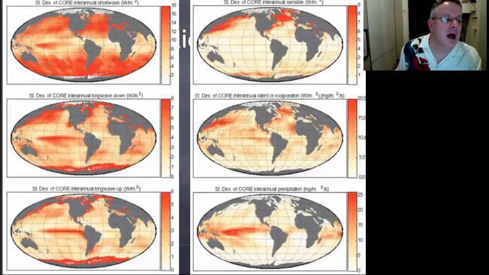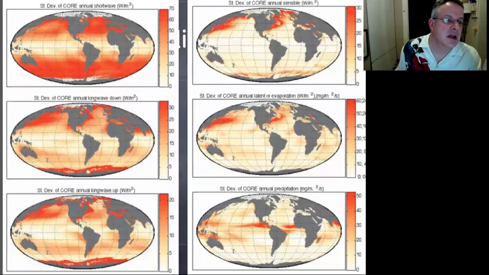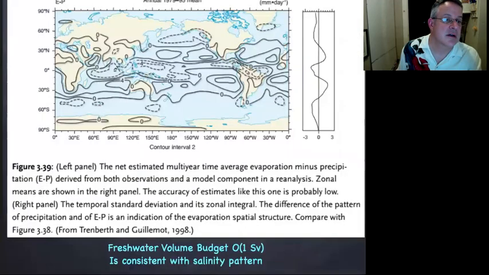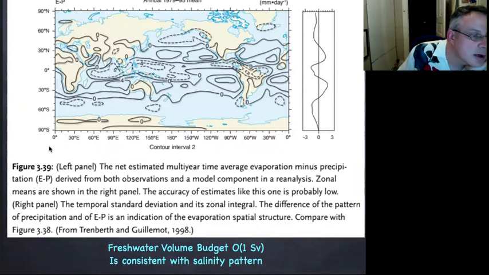And this is just a way of showing this is the annual cycle and this is the interannual cycle. So El Nino and things like that on interannual timescales also affect these fluxes. I'm not going to talk too much about the freshwater volume except to say that it's roughly consistent with that story.